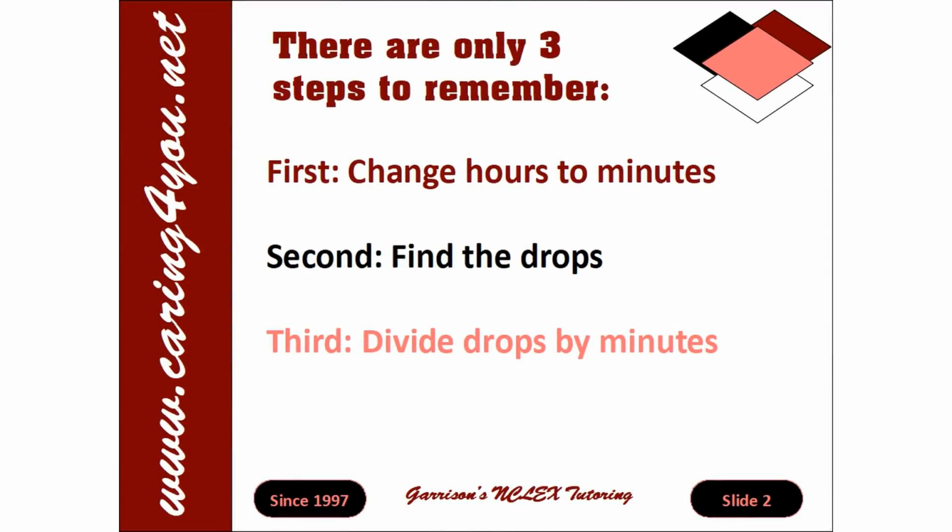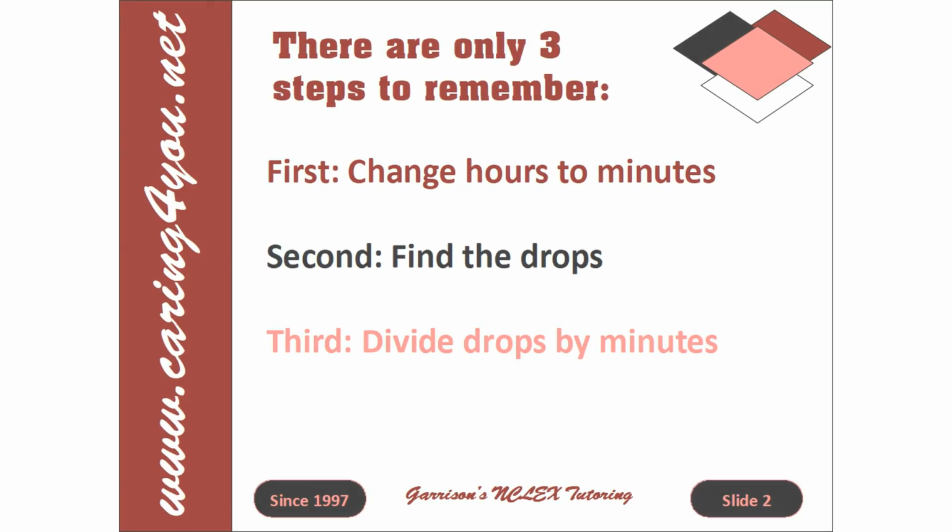Figuring out dosage calculations is really quite simple. It's easier than you might think. There's only three things you have to do. The first thing you have to do is change the hours to minutes. Once you figure out the minutes, set it aside. Then you look at the tubing and you figure out the drops by the order of drops and the tubing size. And we'll go over that in a minute. And then you set that aside. So you find the drops, you find the minutes. Once you've done that, you divide the drops by the minutes, and that will give you your drops per minute. And there you have it.